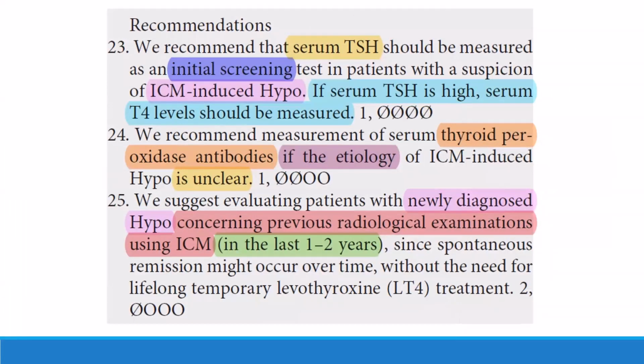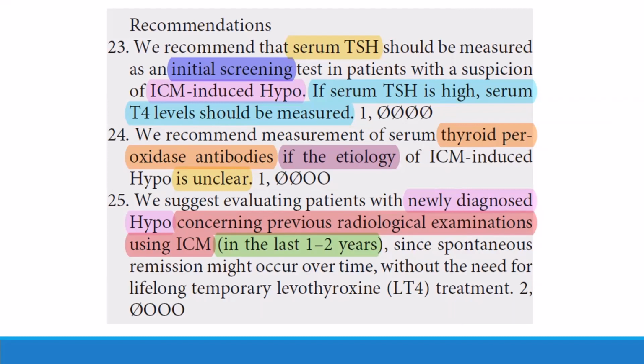What about contrast-induced hypothyroidism? TSH is recommended as the initial screening test. If TSH is high, in this situation, we recommend measurement of T4 level alone, not T3. We recommend measurement of thyroid peroxidase antibody if the etiology is not clear.